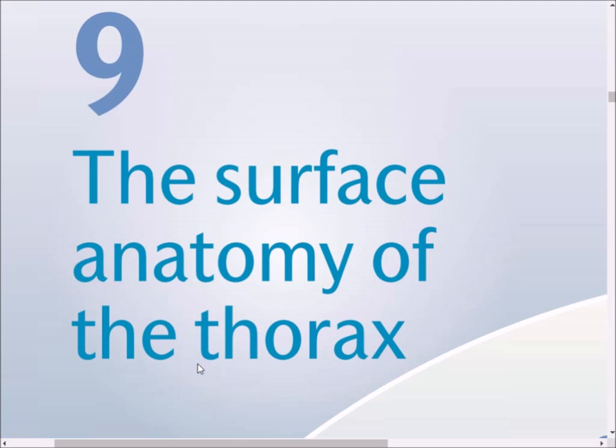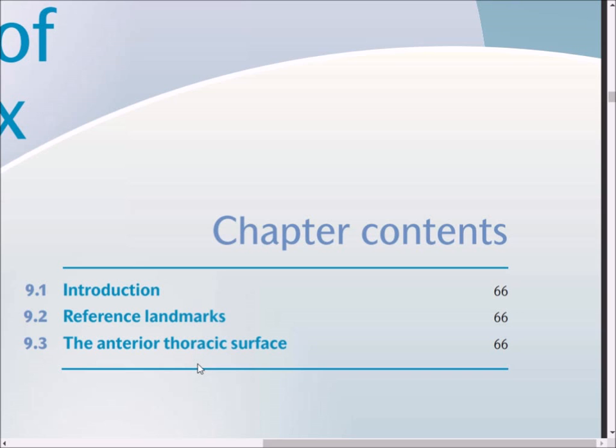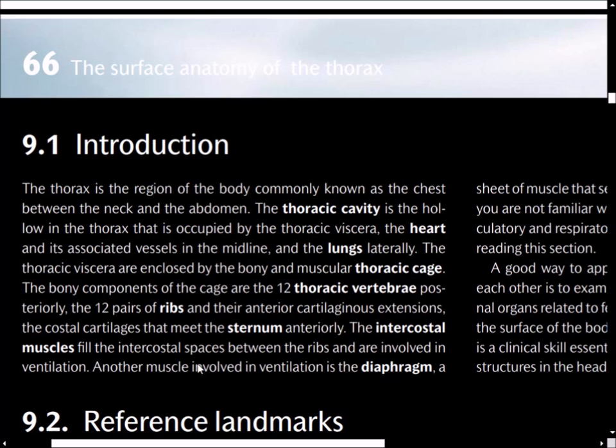Chapter 9: The surface anatomy of the thorax. Introduction. Reference landmark. The anterior thoracic surface. This is the chapter contents. The surface anatomy of the thorax.